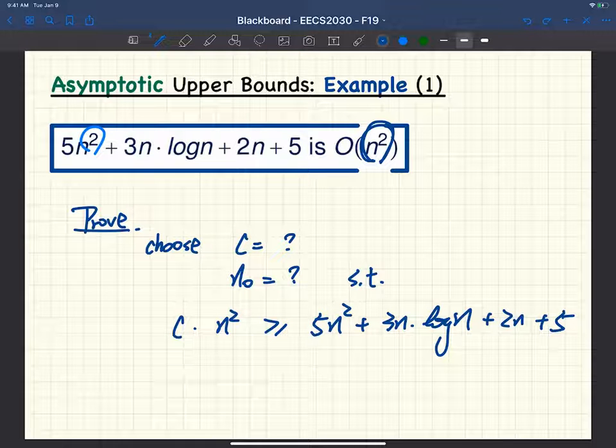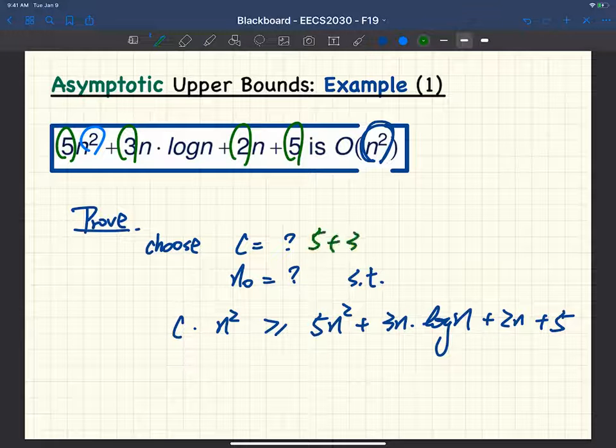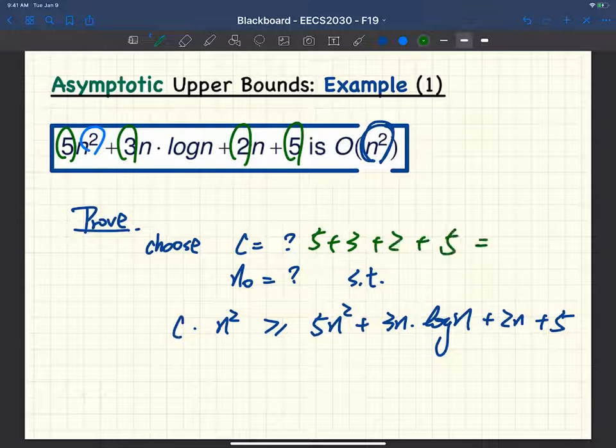Well, according to what we said before, just add up the multiplicative constants. What should you add up? 5 plus 3 plus 2 plus 5, for example. So we get 8, 10, 15. So now, can I safely put 15 over here? That's the question. Let's try.